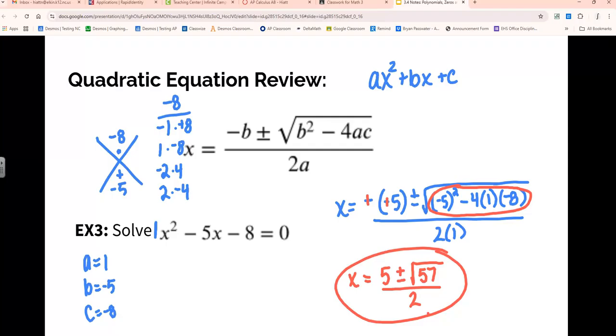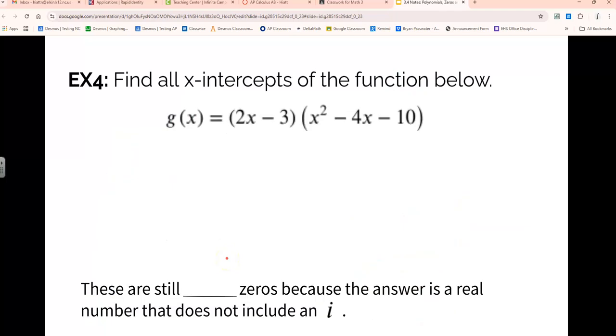So that's not really a question that we would be asked in this course, but let's look at where it comes in. Okay, so let's look at this function right here. I've got 2x minus 3, and then I've got x squared minus 4x minus 10. And I'm looking for the x-intercepts.